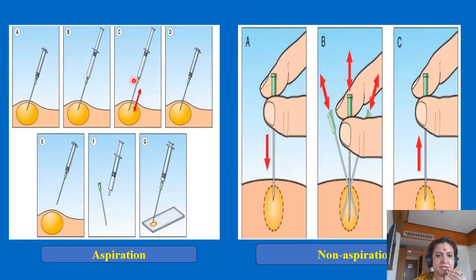So this is just a schematic representation of the aspiration and non-aspiration technique of doing the FNA. In the aspiration technique, you are giving negative pressure by using the syringe. An advantage is that you may get more material, but the disadvantage is that the material can escape into the hub of the needle. Then it becomes difficult to retrieve the material. In non-aspiration technique, an advantage is that you can, with the other hand, fix the swelling, and you can get a feel of the swelling while aspirating. So whichever technique you are comfortable with, you can proceed.